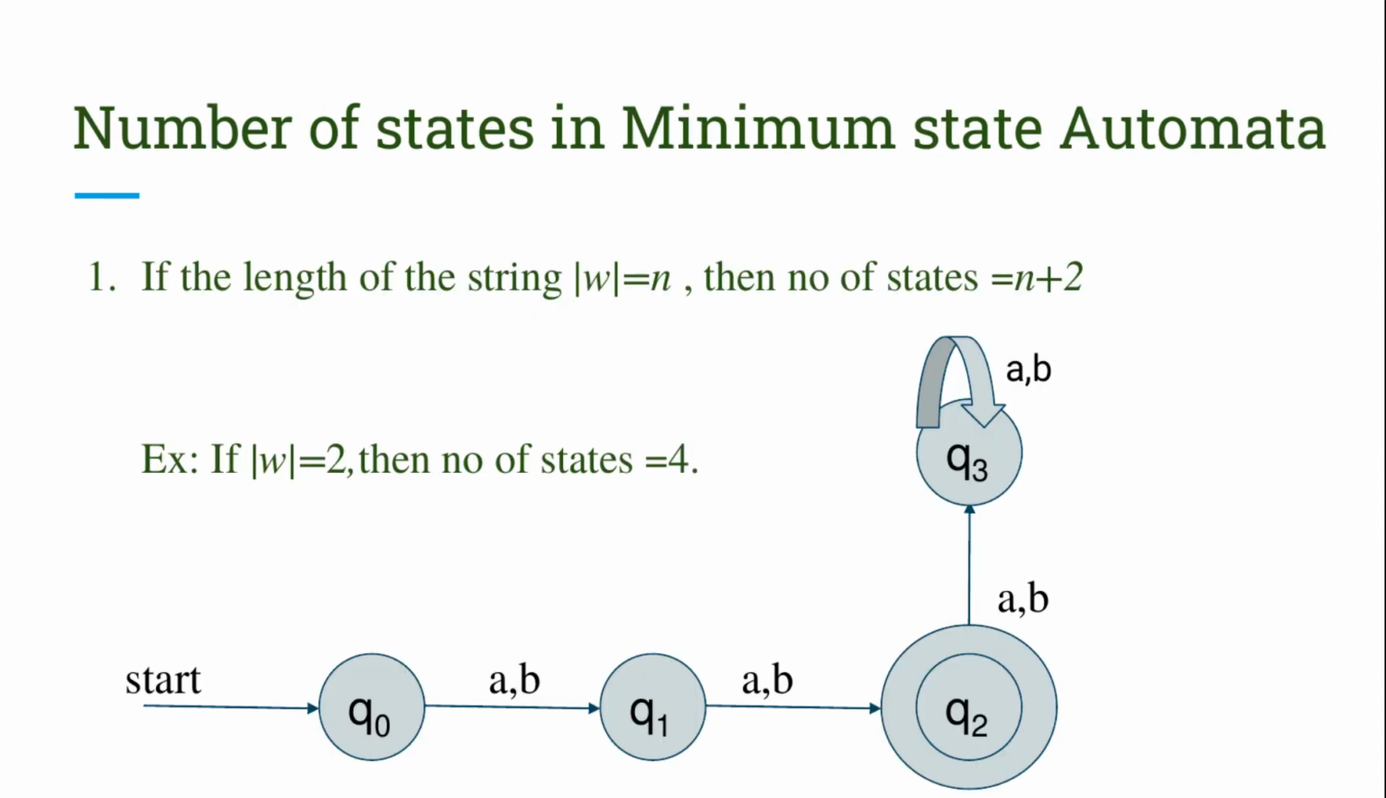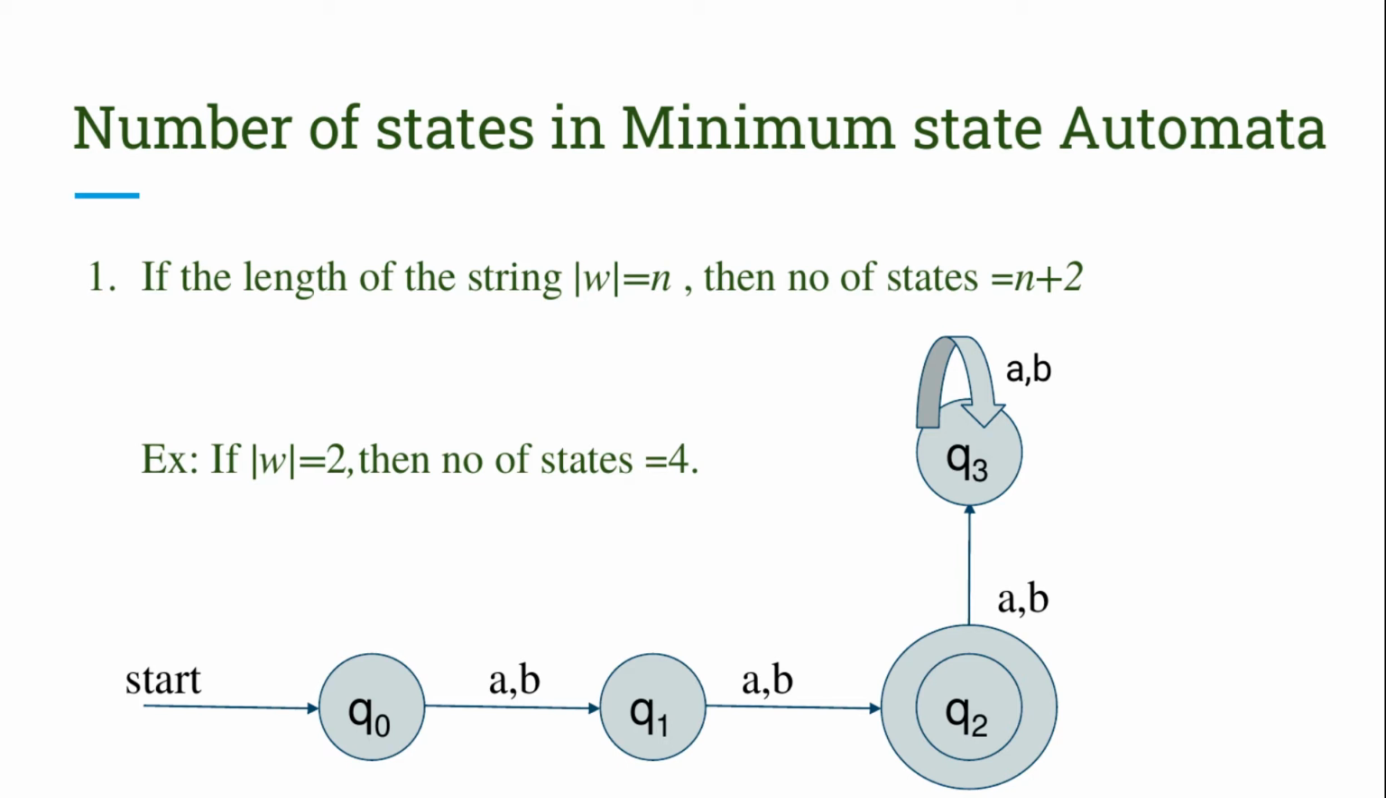Number of states in minimum state automata. If the length of the string equals n, then the number of states equals n plus 2 in case of minimum state automata. For example, if the length of the string equals 2, then the number of states equals 4 in minimum state automata, which includes the dead state too.